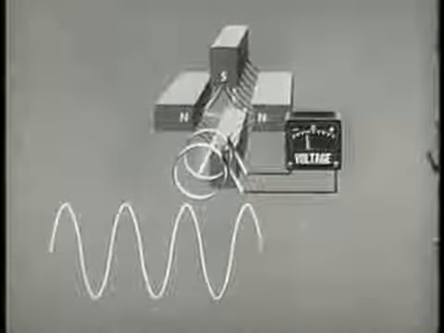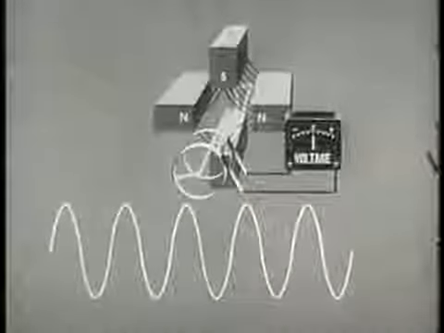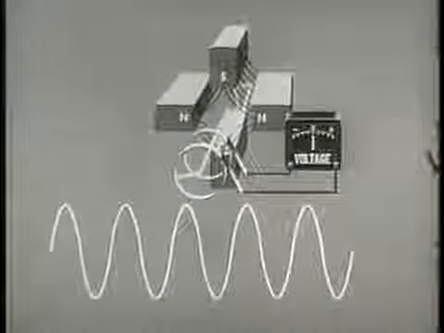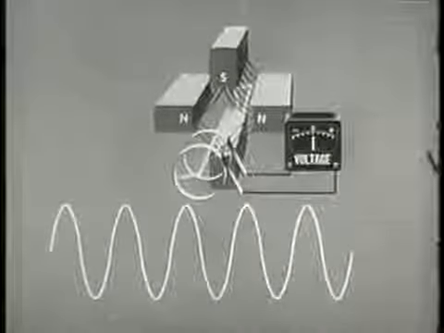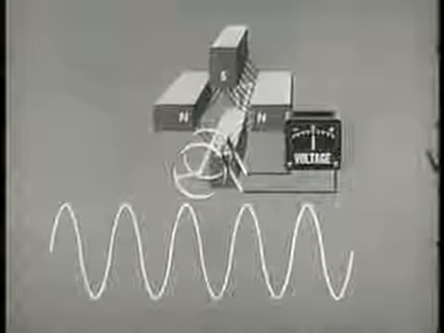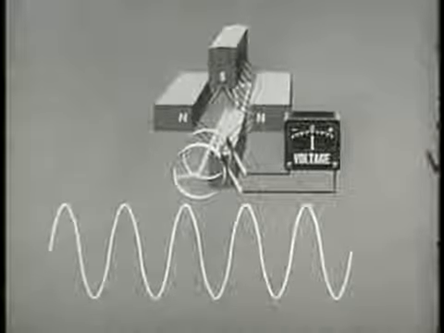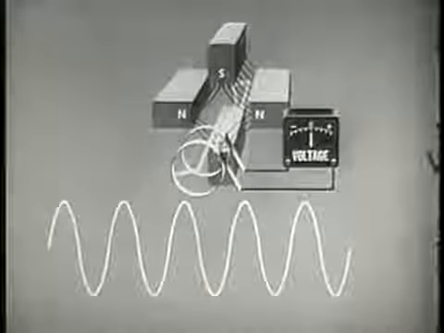The relationship between mechanical and electrical degrees depends on the number of poles in the generator field. In a 4-pole field, we saw that 360 mechanical degrees equals 720 electrical degrees, a ratio of 1 to 2. In a 6-pole field, the ratio is 1 to 3. And so forth.